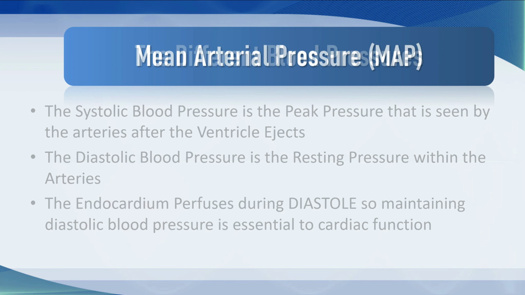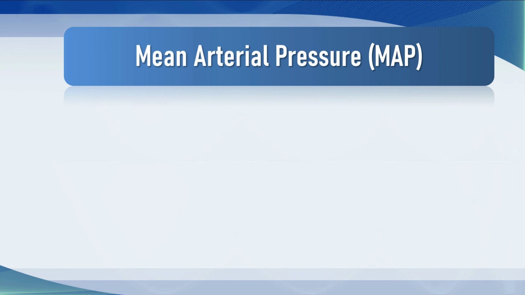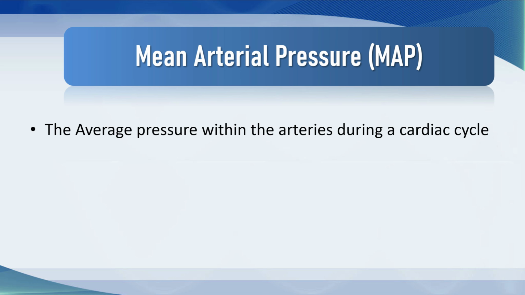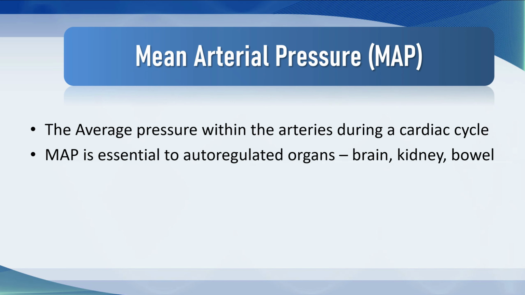The third pressure is the mean arterial pressure. That's the average pressure within the arteries and the arterioles during cardiac cycling. MAP is essential to autoregulated organs. These are organs that maintain more or less the same pressure and blood flow continuously. Whether it's in systole or diastole, that flow just continues with the same pressure throughout. They're the brain, the kidney, and the bowel.